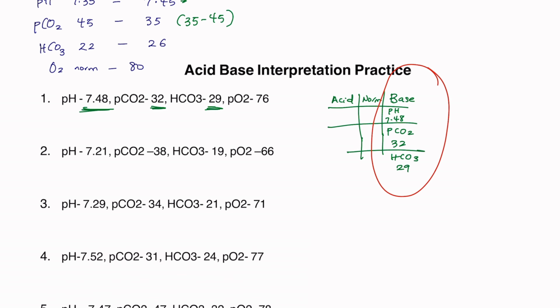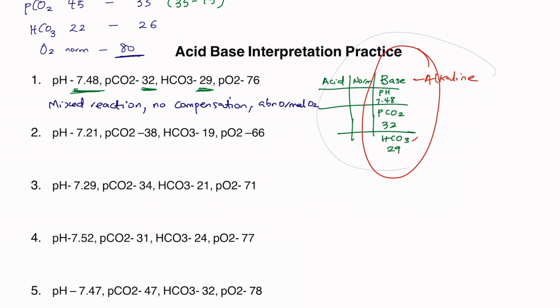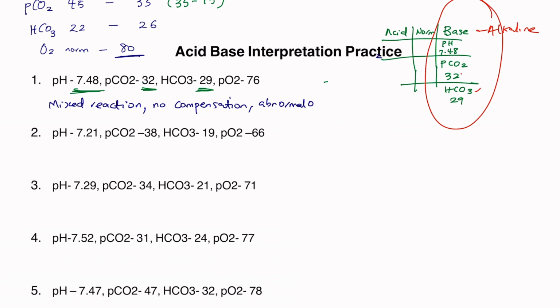This is what we call mixed reaction, because everything here is practically basic. We'll come here and write mixed reaction. Whenever we have mixed reaction, there is no compensation. And is the O2 abnormal or normal? It's obviously abnormal O2 because it's less than 80. Okay, so let's move on to the next question.